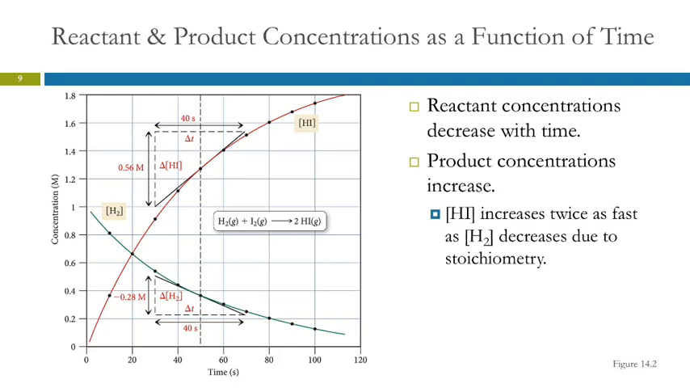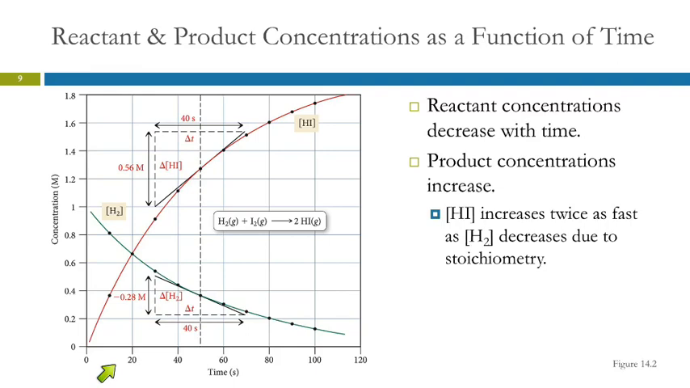So what we have here is concentration in molarity, moles per liter, as a function of time in seconds. And for kinetics, we typically measure time in seconds, not in minutes or hours or anything else. We usually use seconds. So we're looking at the hydrogen iodide concentration here in the red line, and the hydrogen concentration. And we see that as time goes on, the hydrogen concentration decreases and the hydrogen iodide concentration increases.